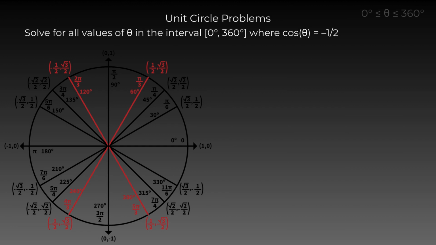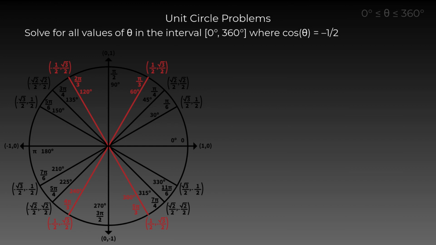Example 3. Solve for all values of theta in the interval from 0 degrees to 360 degrees, where cosine of theta equals negative 1/2. We could just look at the unit circle to find where cosine of theta equals negative 1/2. But instead, let's go step by step to understand what's really happening. Cosine represents the x-coordinate on the unit circle. Since cosine is negative, we know the angles must be in quadrants 2 and 3, where x values are negative.